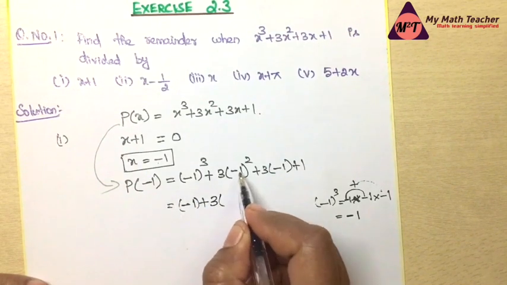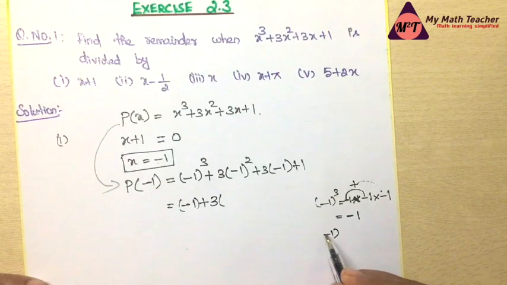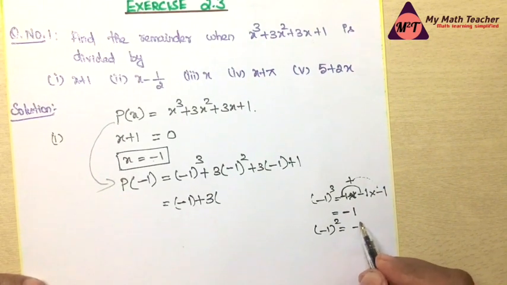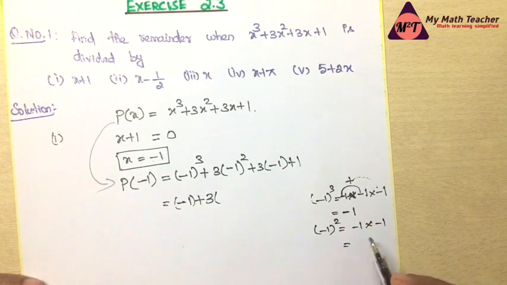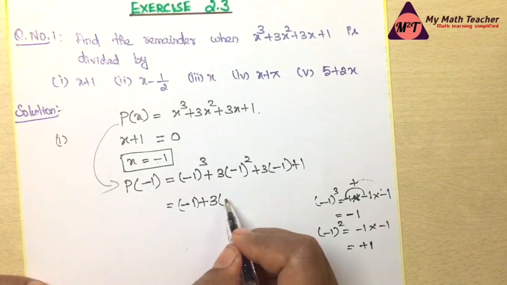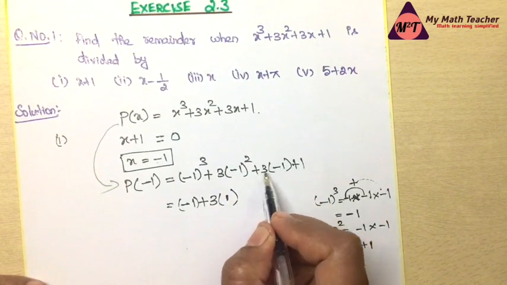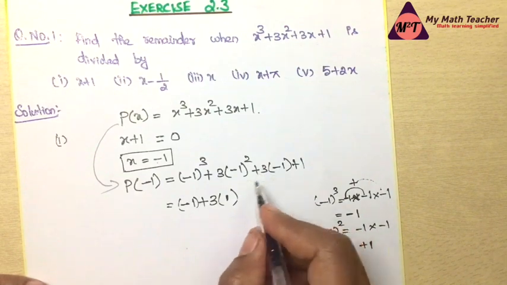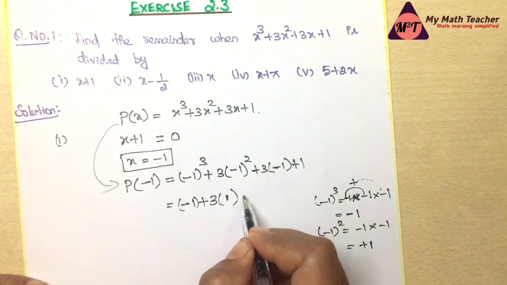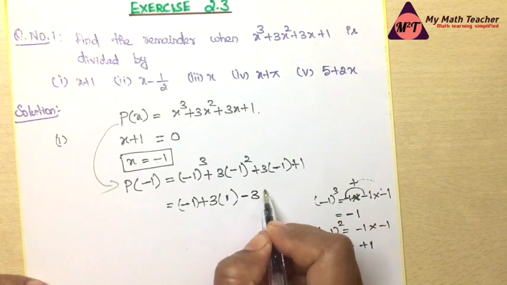Plus 3 into minus 1 square. As I said, if it is an even power, this will be positive 1. How? Minus 1 into minus 1. Minus into minus is plus. 1 ones are 1. So it is 1. Now multiply 3 and minus 1. Plus 3 and minus 1: plus into minus is minus. 3 ones are 3, plus 1.